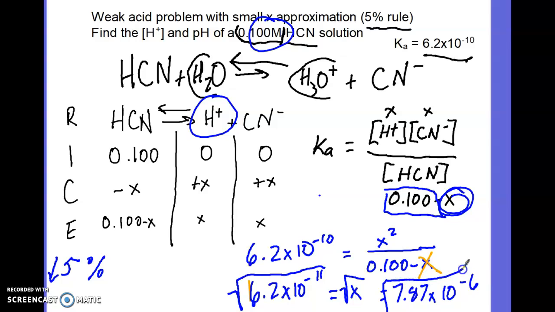So I have my answer here, right? And so what you can do is you can plug that back into this equation, and you should, just to check this, see that you get 6.2 times 10 to the negative 10th. Okay.